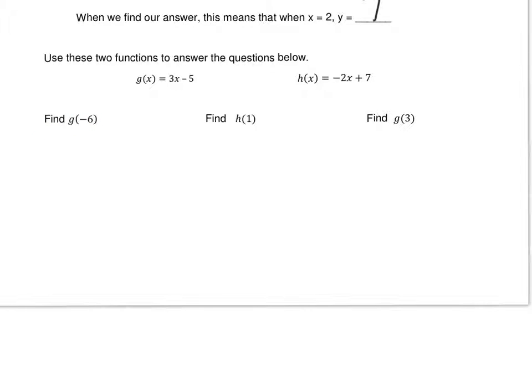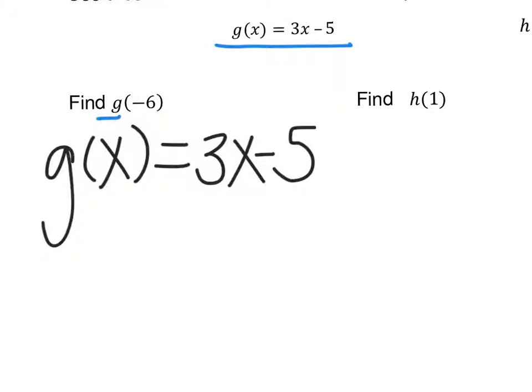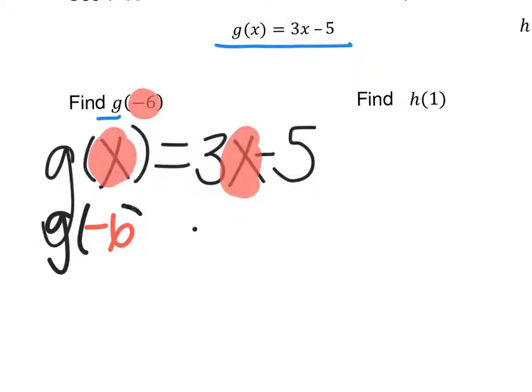Since there's a g in front of this, that tells me I'm going to use the g of x function. The g of x function says that g of x equals 3x minus 5. But for this problem, they've told us that x is negative 6. So all of my x's here are getting replaced with negative 6. I'm going to rewrite the function, but instead of x, I'll write a negative 6 there. So g of negative 6 equals 3 times negative 6 minus 5.